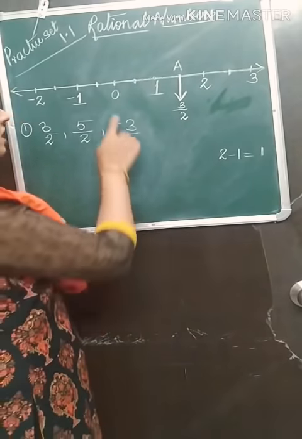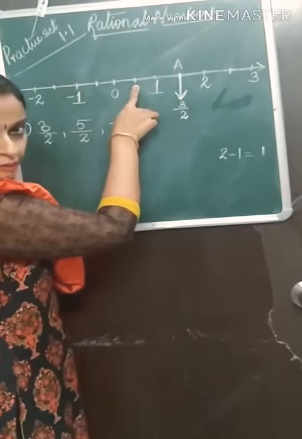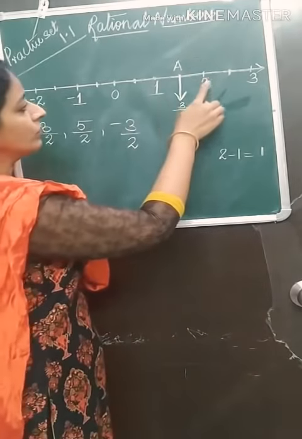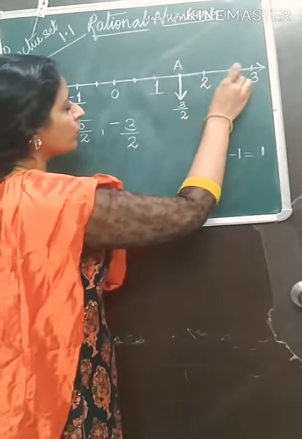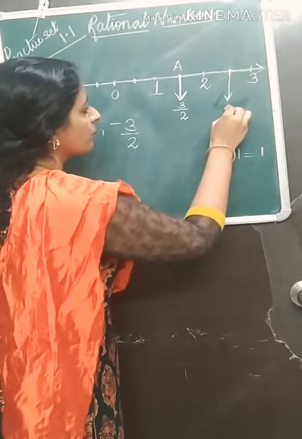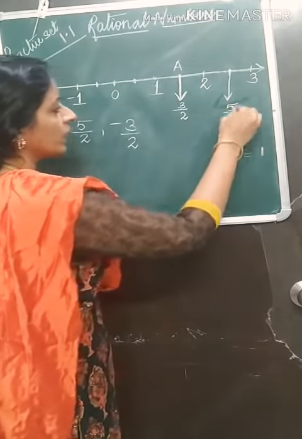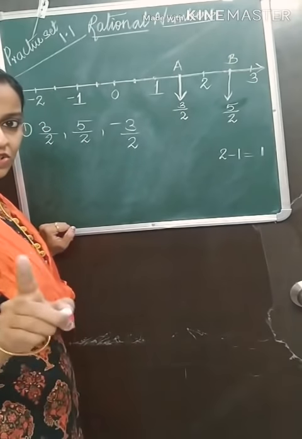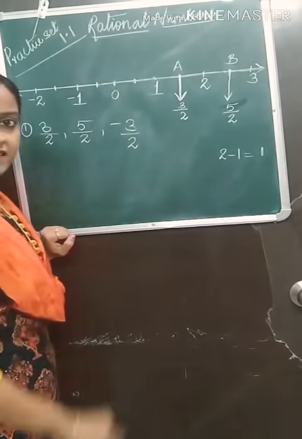Okay. Next number is 5 upon 2. Now again start. After 0, 1 upon 2, 2 upon 2, 3 upon 2, 4 upon 2, 5 upon 2. So this is 5 upon 2. Again we will give a name. We will give it as point B. Understood? Next number is minus 3 upon 2.